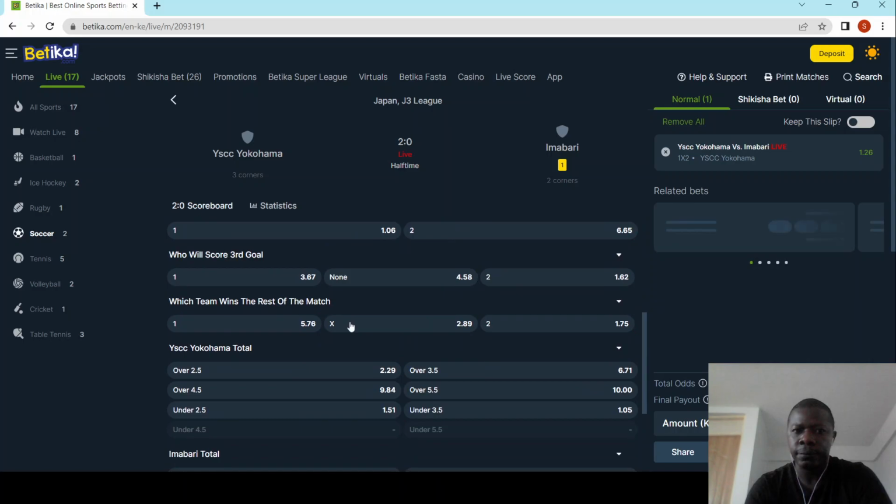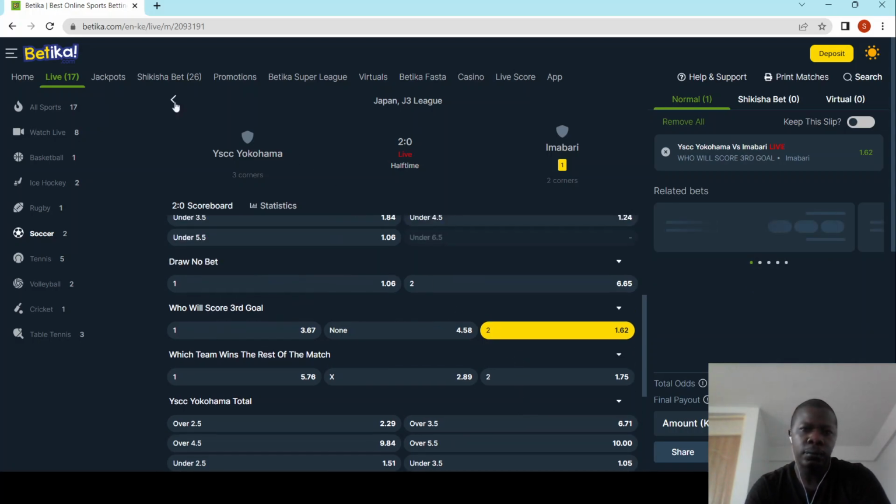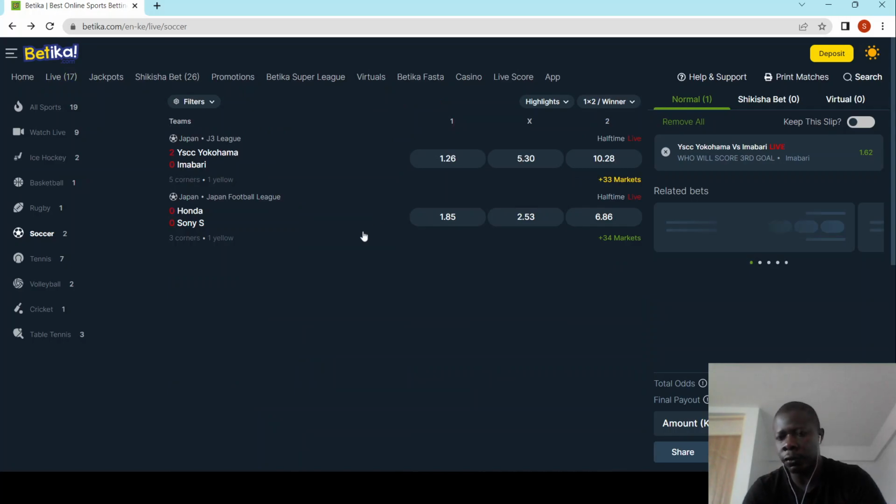Here, who will score the third goal? Because already 2 goals have been scored. So who will score the third goal? You can choose this. You can choose none. That means it will end like that. Or you can choose away team to score, maybe an equalizer, and you can see the odds as they are. So you can also bet on that.